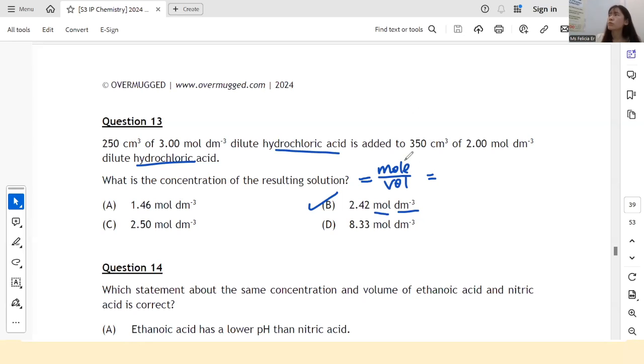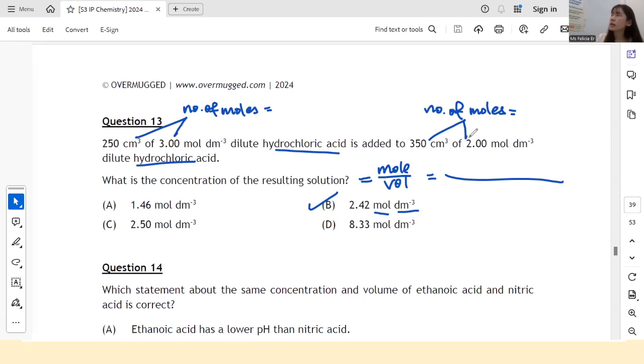So now you need to look in terms of total mole and total volume. Maybe first step, can you calculate the number of moles over here? Then over here also you calculate the number of moles. After you calculate the moles for both of them, you write it into the numerator, then divide by total volume. So everything must be in terms of total: total mole, total volume.